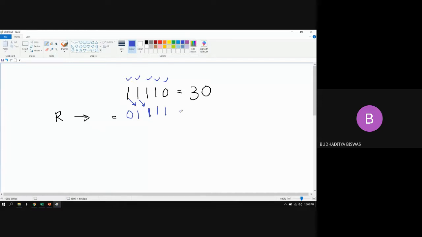And what is the meaning of this one? What is the decimal equivalent? 15. Okay. Now come to this one for the left shift. So this is the original data. Now shift the original data in the left direction.